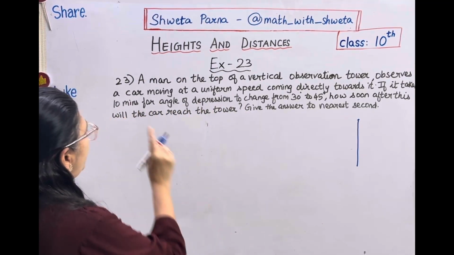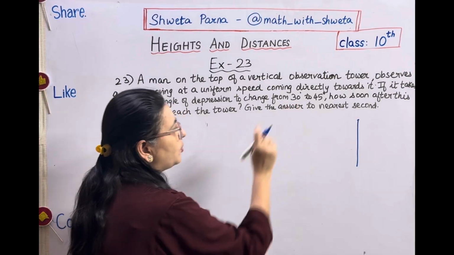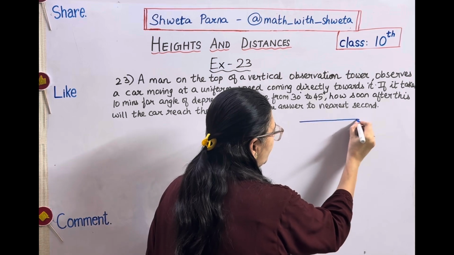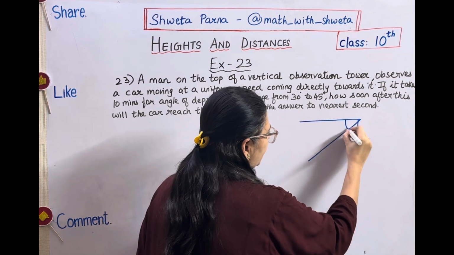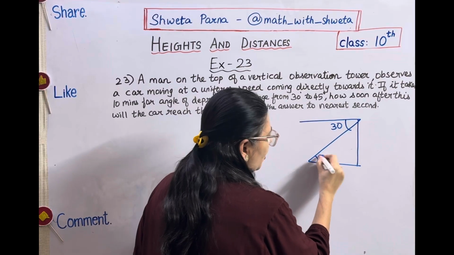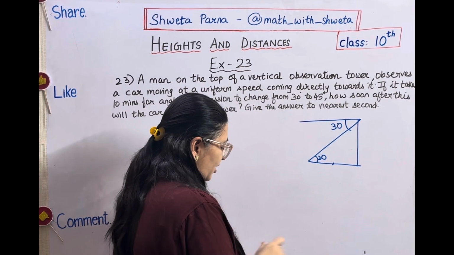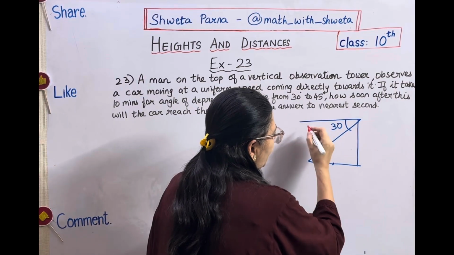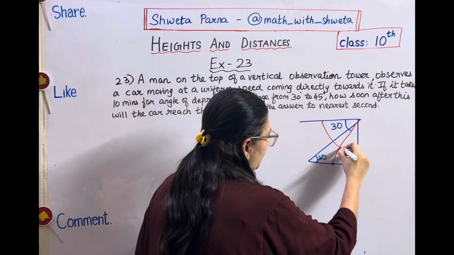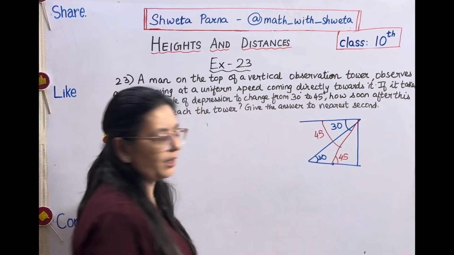If it takes 10 minutes for the angle of depression to change from 30 degree to 45 degree. So the first angle of depression is 30 degree, so this will become 30 degree. From this the car moved till over here. So the next angle of depression would be till here. So this is 45 degree and this will become 45 degree.